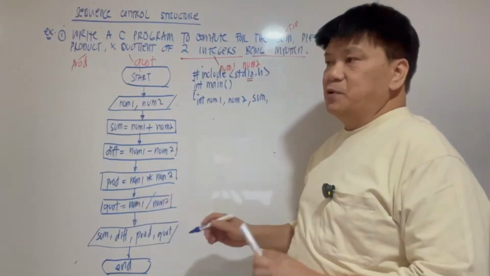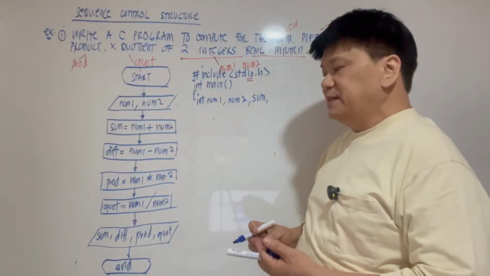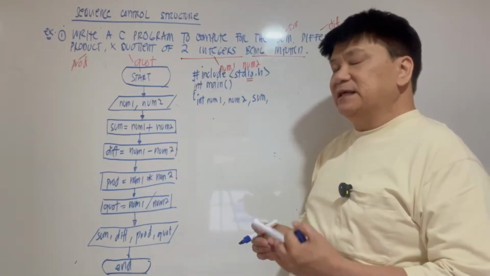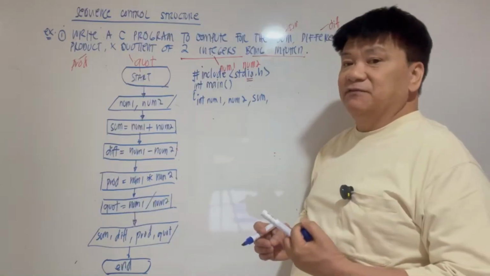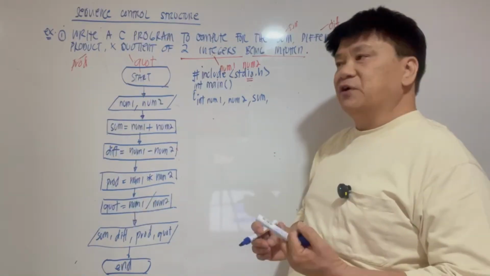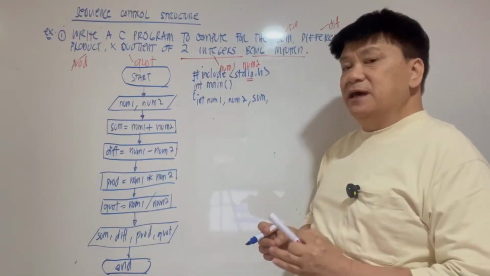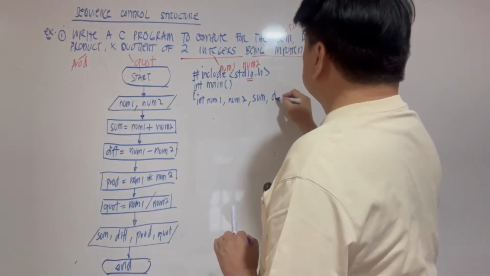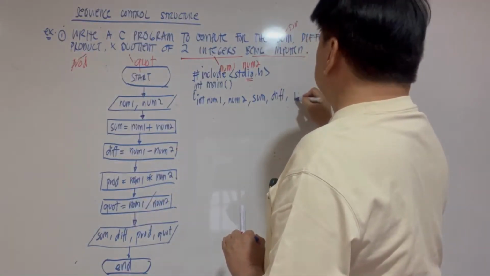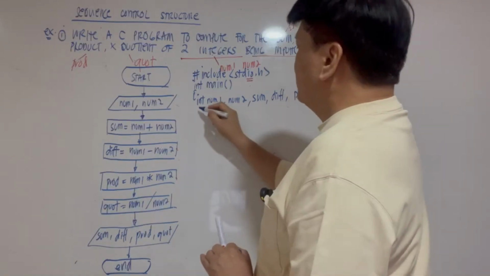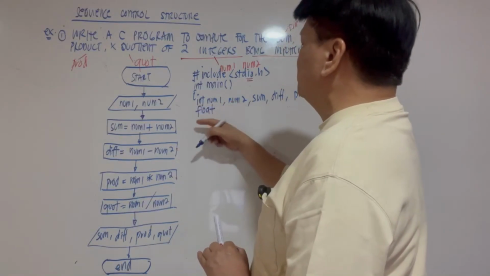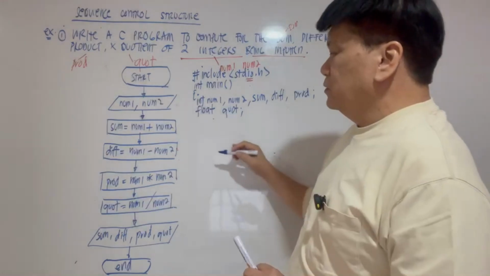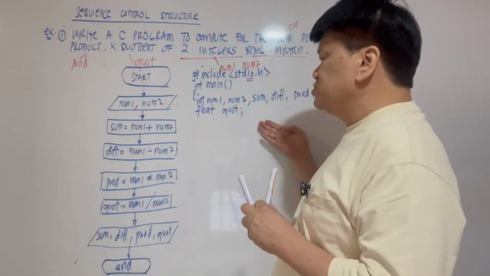Now with the quotient, if you are going to input two whole numbers, there is a possibility that your output is a decimal number. For example, 10 divided by 3 will give you 3 point something. So to do that, put here diff, then the prod. Then again, as I mentioned, we put here the quote under float. Now, we're done with the declaration section.